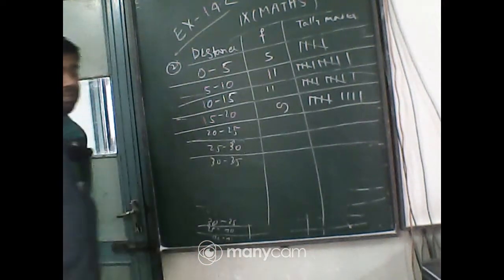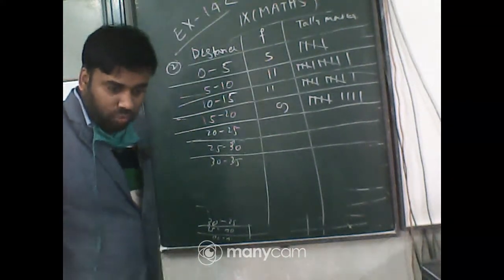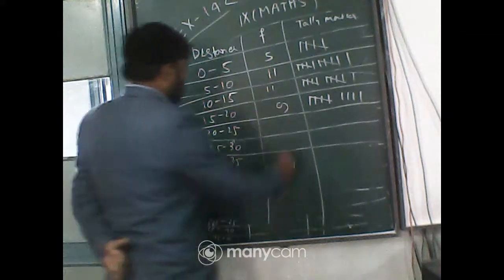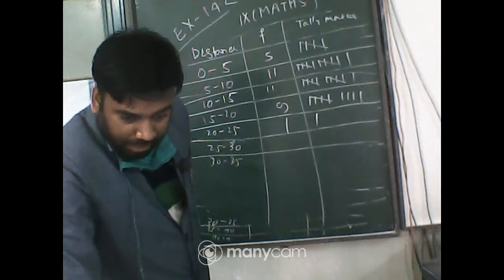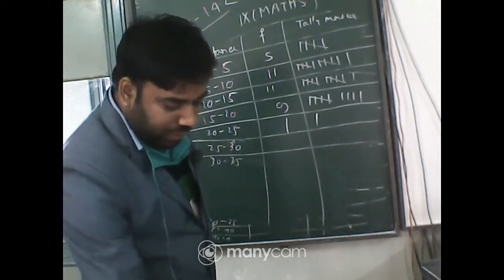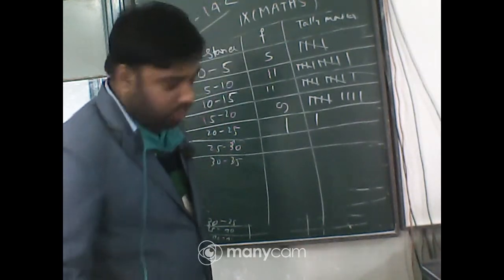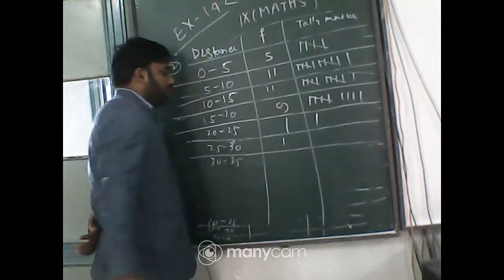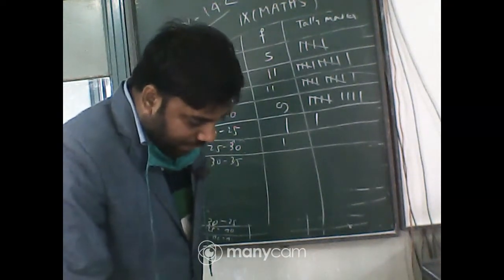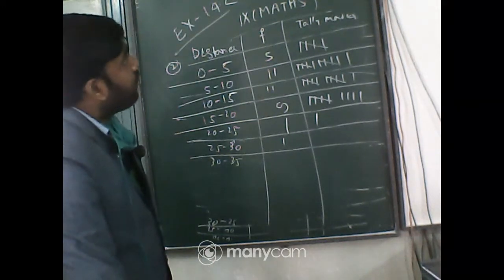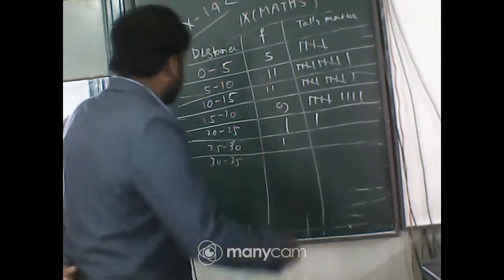Next, 20 to 25. How many? Very good, only one. Okay, and 25 to 30. Here also one. So only one of them has a distance between 25 to 30 kilometers. And the last one, 30 to 35. Yes, 2.